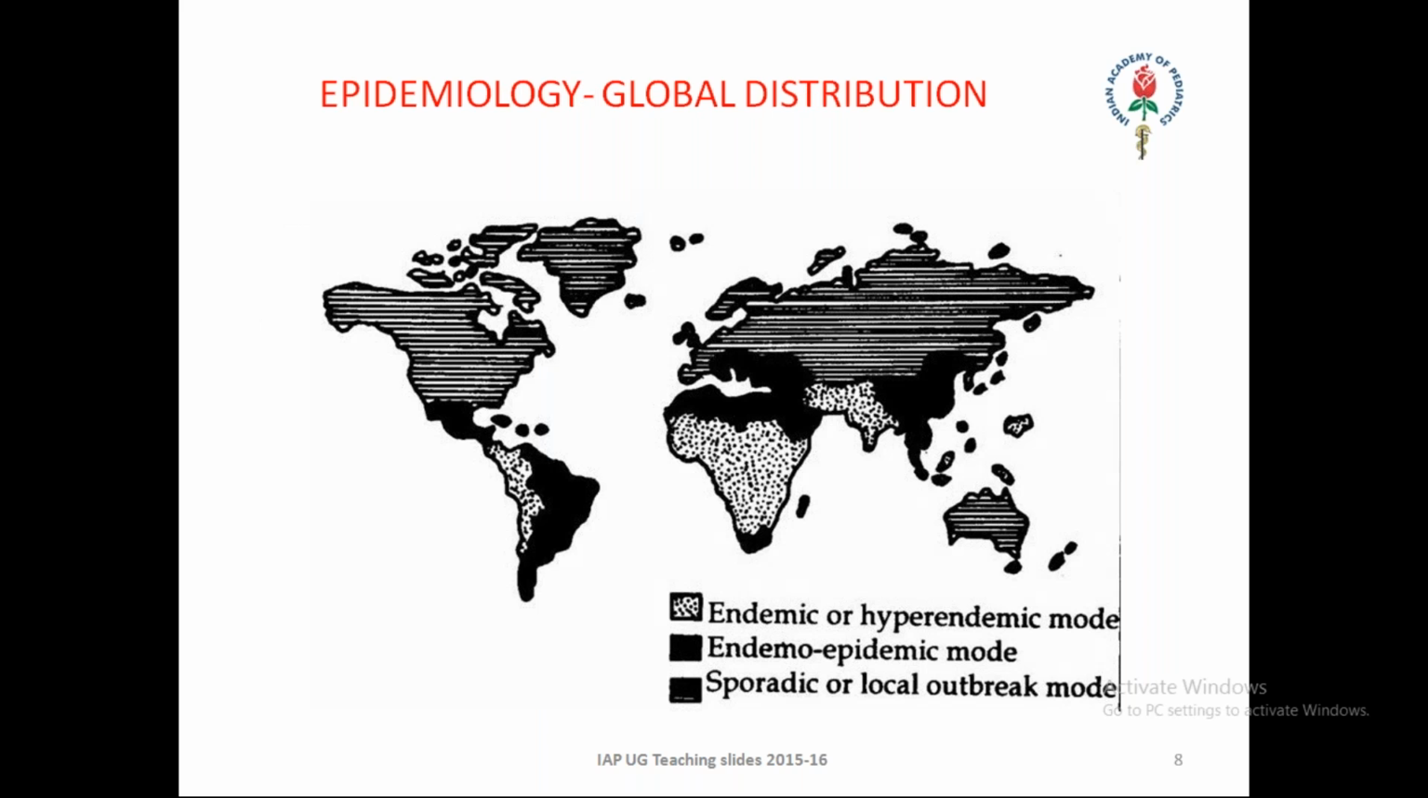Coming to the global distribution, we can see the endemic or hyperendemic mode, and the second, fully black one, is the endemo-epidemic mode, and the lined one is the sporadic or local outbreak mode. India also is an endemic or hyperendemic area, and in some parts it is endemo-epidemic mode.